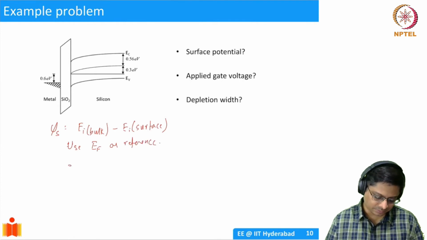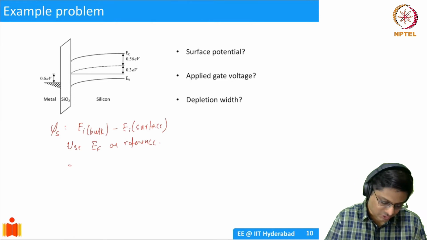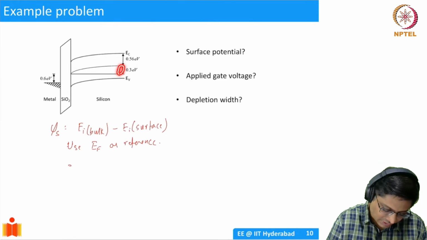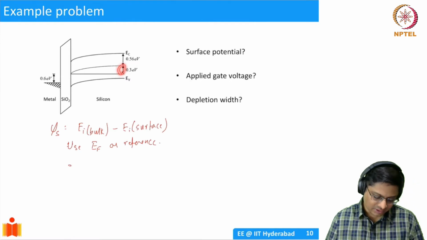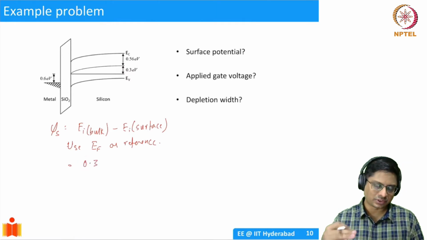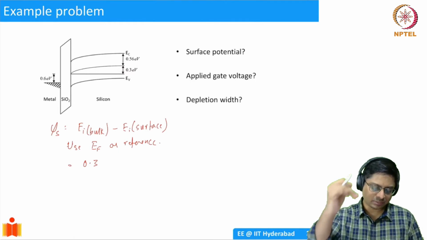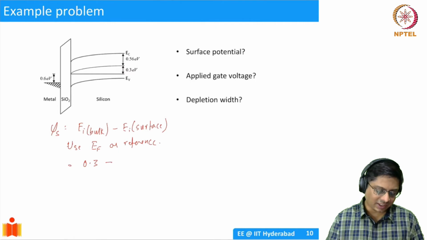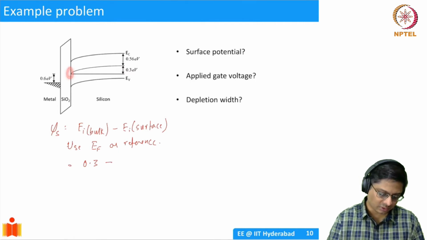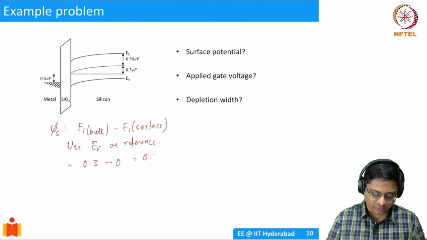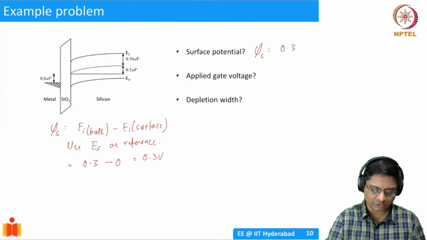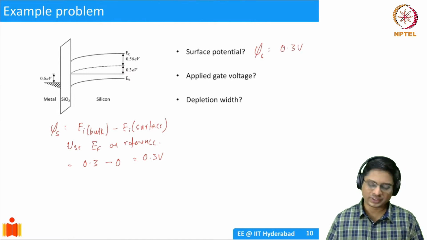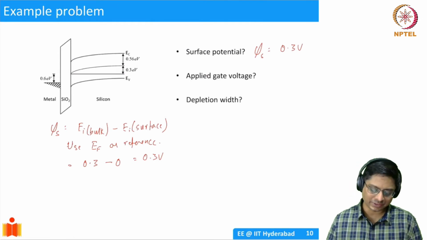So this is going to be how much? Well, it's shown here in the graph. So the distance of EF from EI is 0.3. Okay, it's plus 0.3 volts. Okay, with reference to EF, EI is at plus 0.3, minus EI at surface, which is at EI, right? So this is going to be 0. So this is going to be 0.3 volts. This is just surface potential. Phi s is equal to 0.3 volts. Okay. Do it for inversion also, do it for accumulation also, and see for yourself.